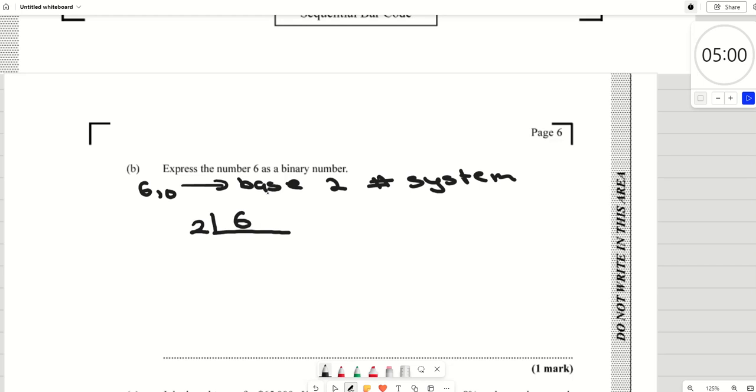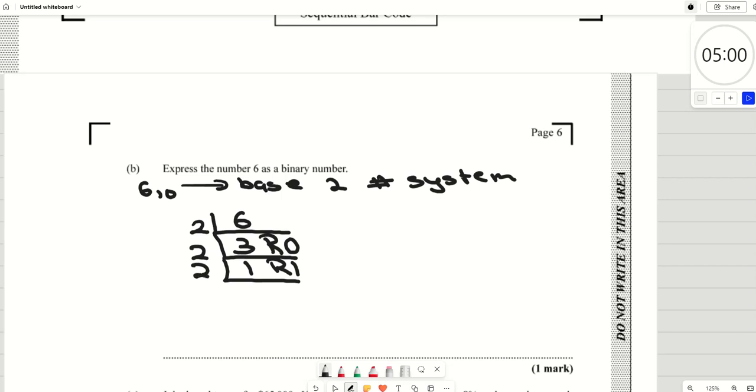So how many times can 2 go into 6? 2 could go into 6 3 times, and is there a remainder? No, so your remainder is 0. Right, so this is how we're going to do it. Then how many times could 2 go into 3? 2 could go into 3 1 time, and your remainder is 1.